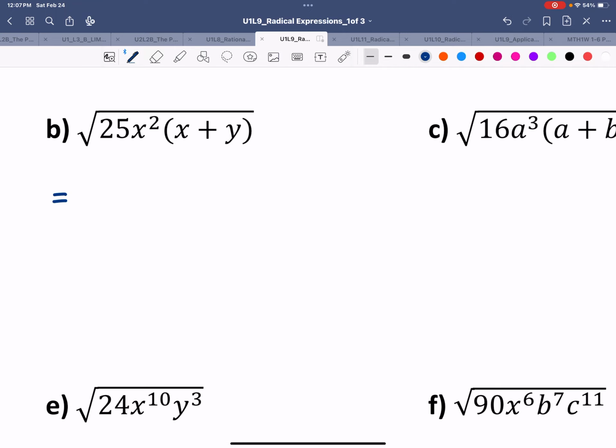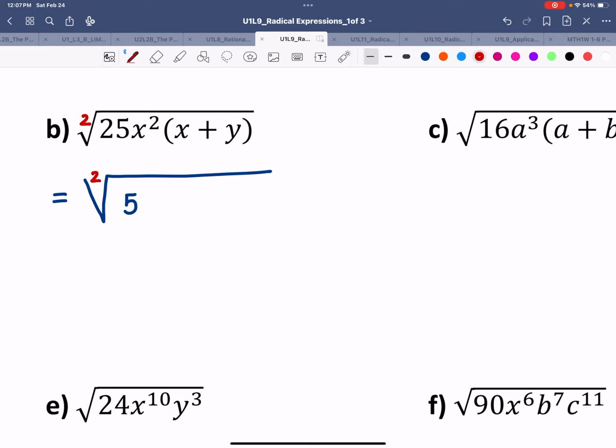So again, we have to identify the index first. Index is 2. What that means is that we have to look at every factor inside the radicand and try to express it as a power of 2. So I'm going to write the radical symbol first, and I'm going to try to write each part of the term as a perfect power of 2.